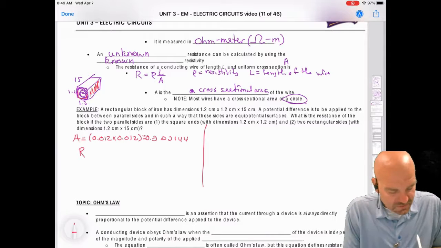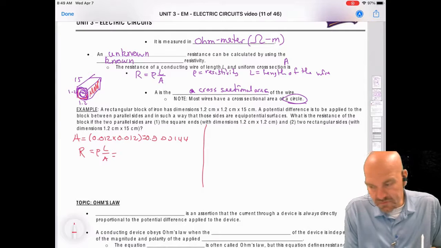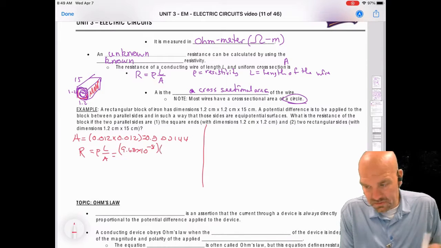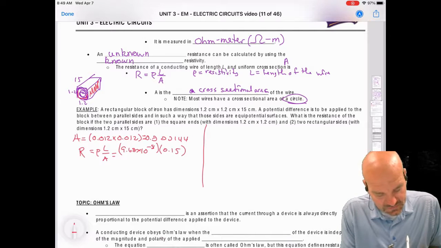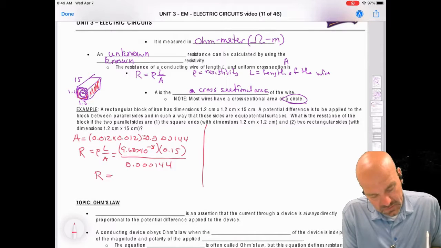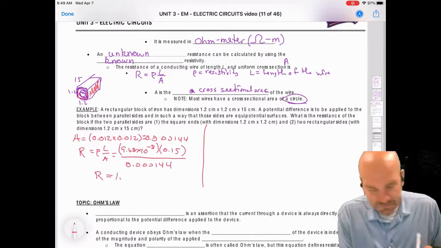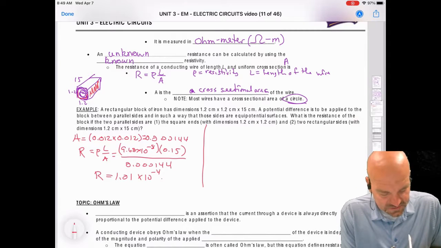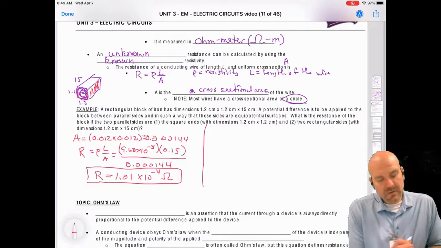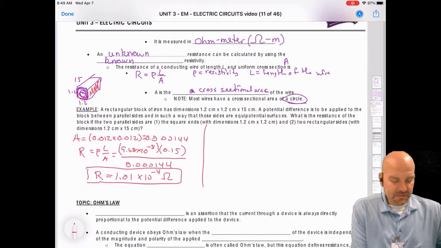That's what I'm going to plug in. I'm going to use my resistance equation, rho L over A. The resistivity of iron is 9.68 times 10 to the negative 8 ohm meters. The length that we're going to pass this through is 0.15, and our cross-sectional area is that number we just found, 0.000144. So what is the resistance here? It's going to be 1.01 times 10 to the negative 4 ohms. When you have wires, it does depend on the length of that wire.